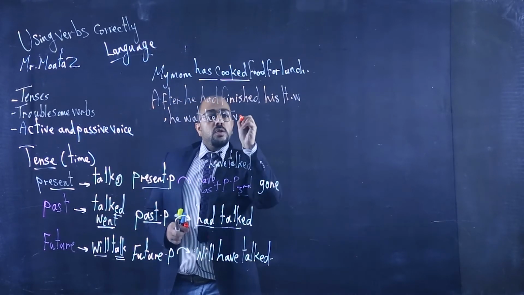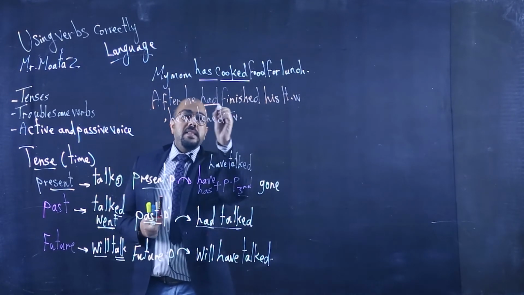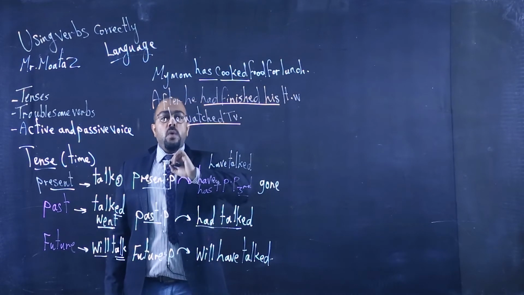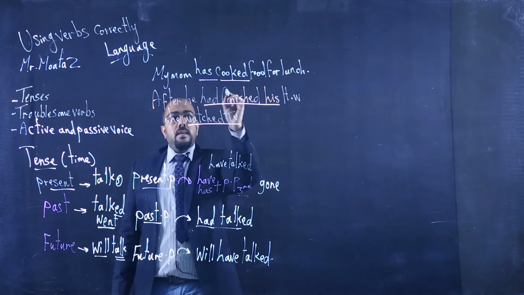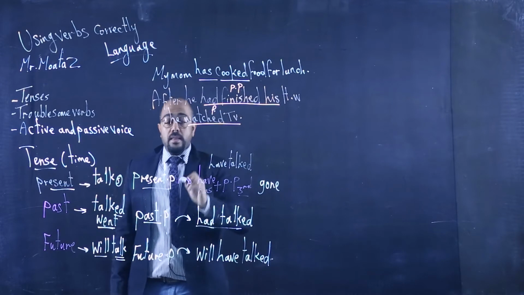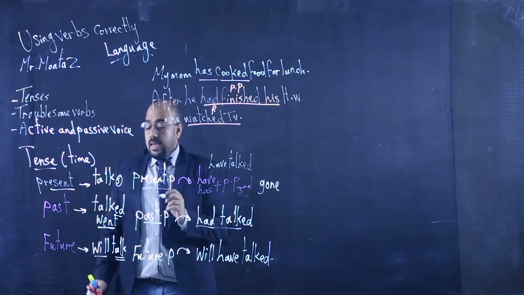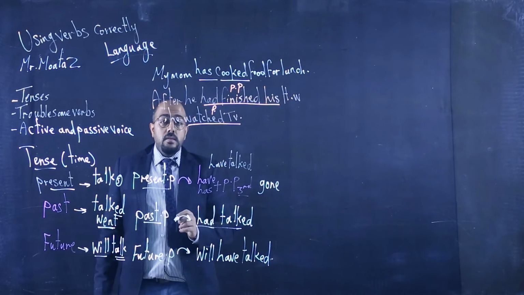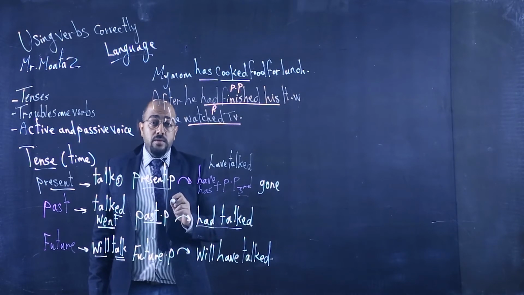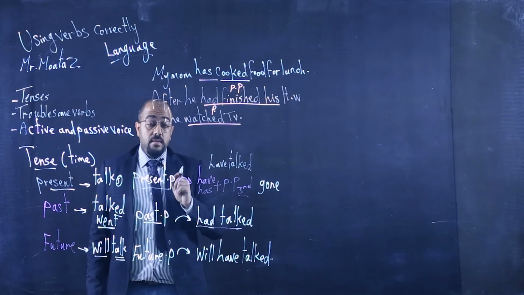So we have here in this sentence two actions. What happened? First, he had finished his homework, then second, he watched TV. The first one was in the past perfect, and the second one is only the past, or the past simple. Here's the difference between the past and the past perfect. The same when we come to the future and the future perfect: it shows two actions that will happen in the future, one happening before the other.